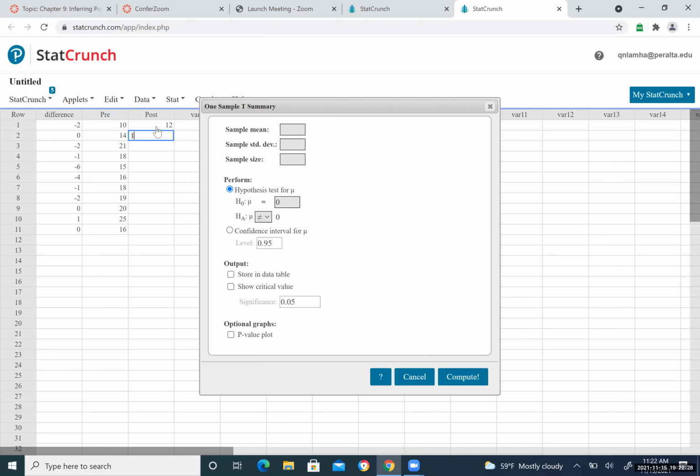Got 14, 23. I'm not going to give you this many values. 23, 19, 21, 20, 19, 21. Wait, did I enter it wrong? 24 and then 16. Close this one.